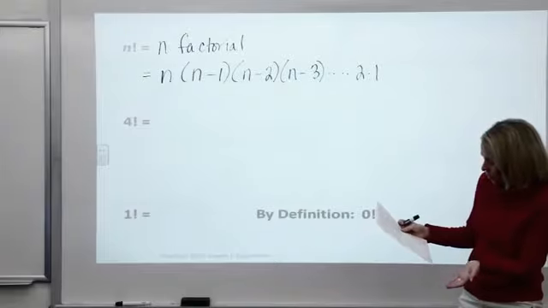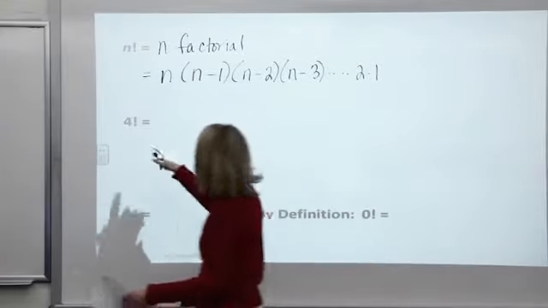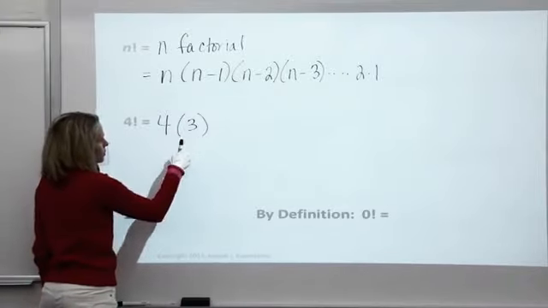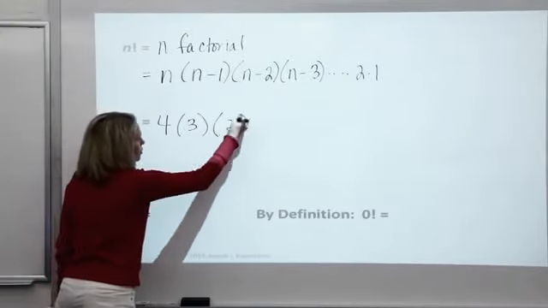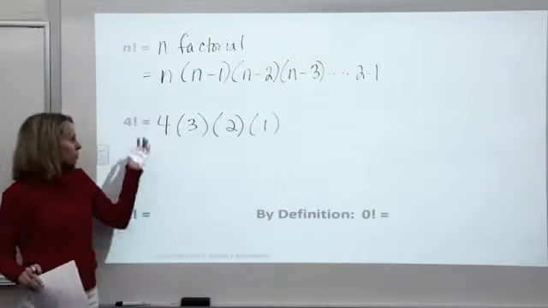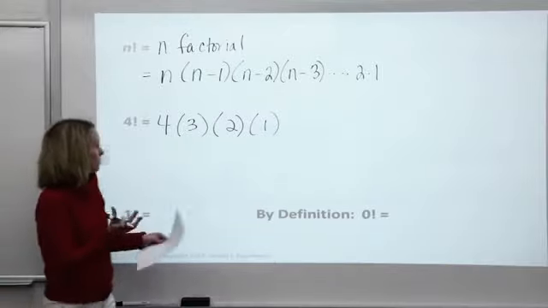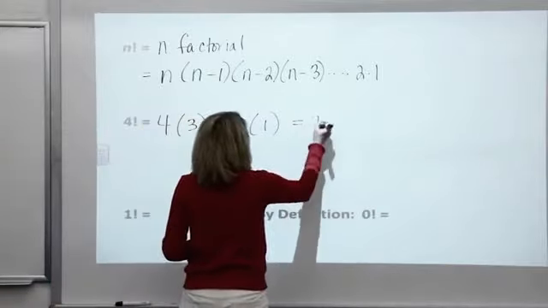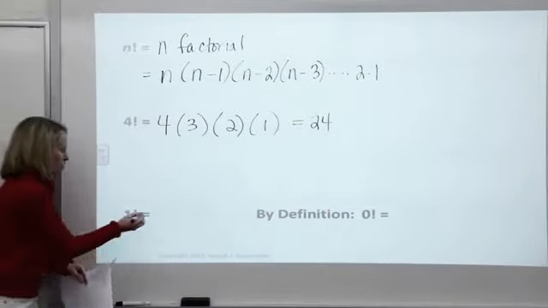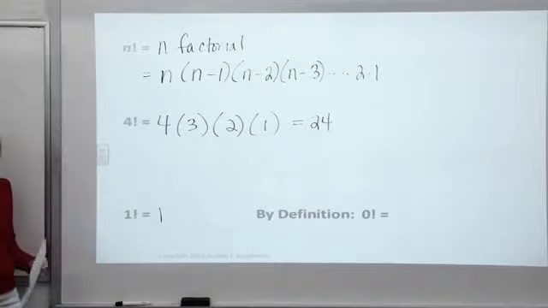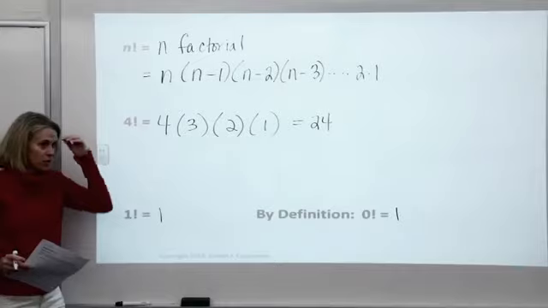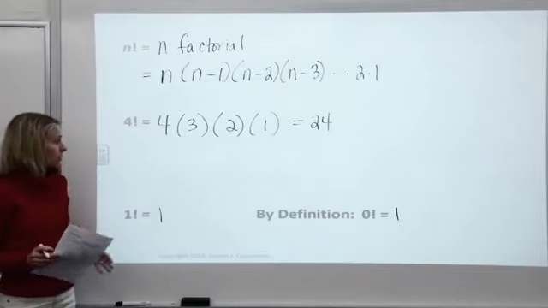So as an example, 4 factorial would be 4 times one number less than that, which is 3, times the number less than that, 2, times 1. And 4 factorial is just the product of that. So 4 times 3 times 2 times 1. In this case, we get 24. 1 factorial is just 1. And by definition, 0 factorial is also 1. So if you ever end up with a 0 factorial, that's not 0, it's 1.